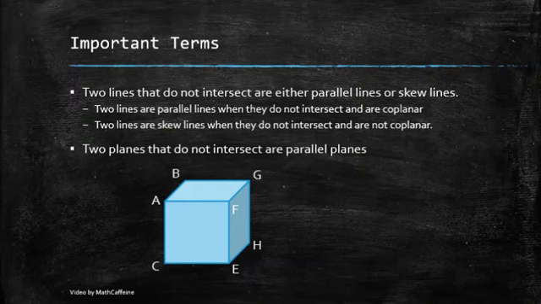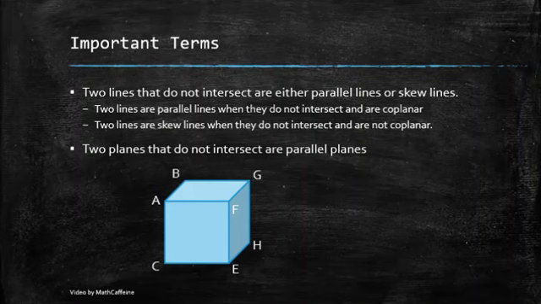Two lines are parallel lines when they do not intersect and are coplanar, such as line AC and line FE. These two lines are on the same plane, plane ACE, and will never intersect even if the lines continue in either direction. Two lines are skew lines when they do not intersect and are not coplanar.